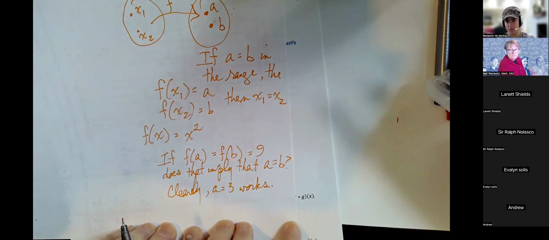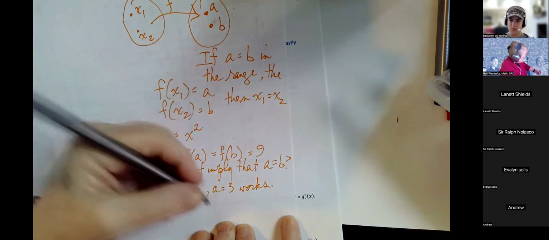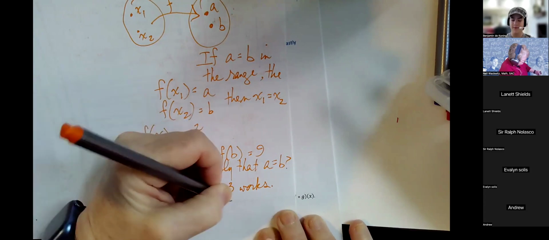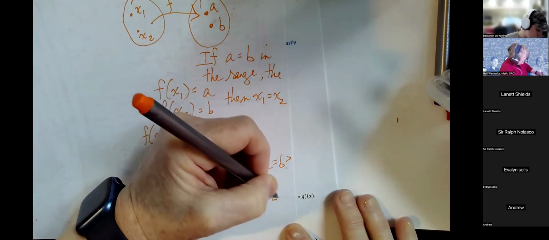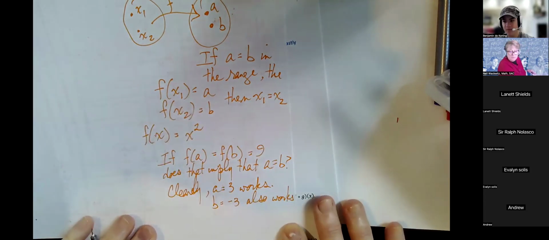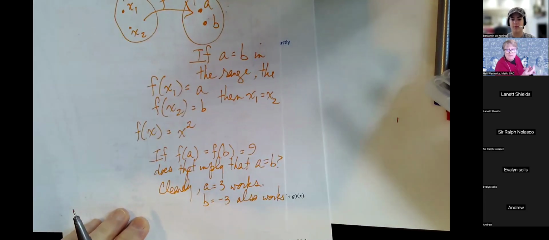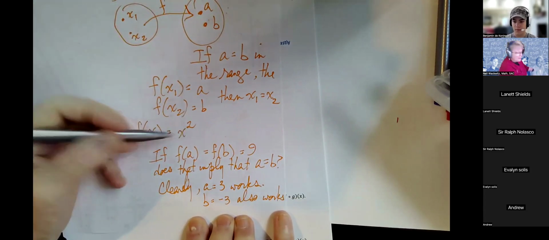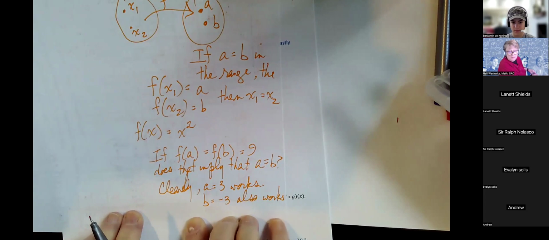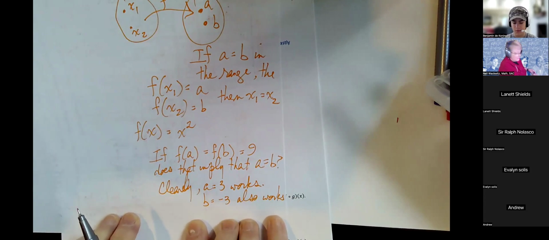I don't think so. We're not square rooting, we're squaring though. Negative 3? There you go. So B equals -3 also works, because -3 times -3 is 9. And that's why x squared all by itself is not 1-to-1.